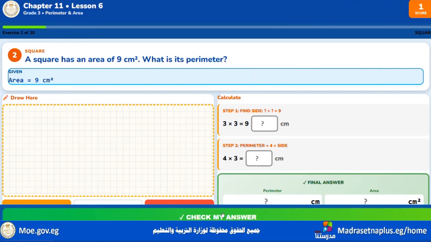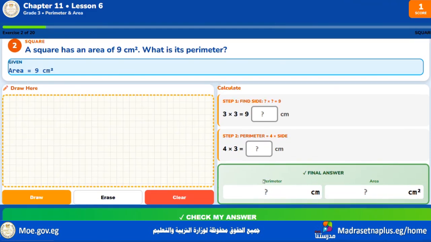Can you tell me how to get the area of a square? Yes, side times itself. Now, which number, if you multiply it by itself, will you get 9? The number is 3. That's right. So the side is 3. If you know the side, it's easy to get the perimeter. How to get the perimeter? Side times 4. The side here equals 3 centimeters. So 4 times 3 will be 12.